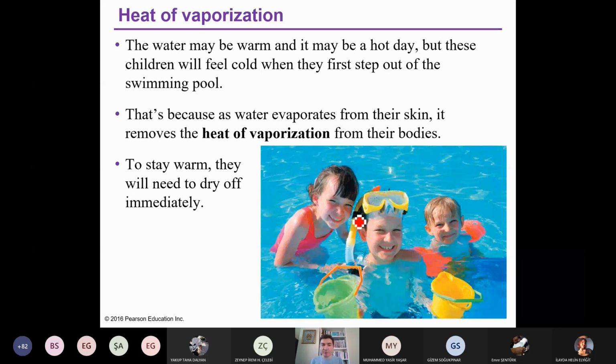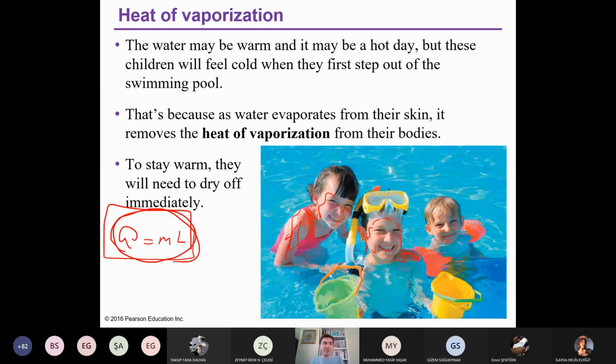Why? Because there is water on the surface of these children, okay? So when they step out of the swimming pool, this water evaporates from their skin and it removes the heat of vaporization from their bodies. On the surface of the children there is water, and in order to vaporize, this water will take this heat from their bodies, and then they will feel cold.